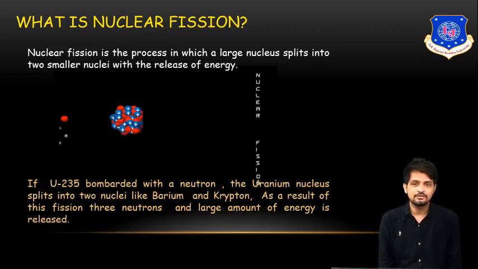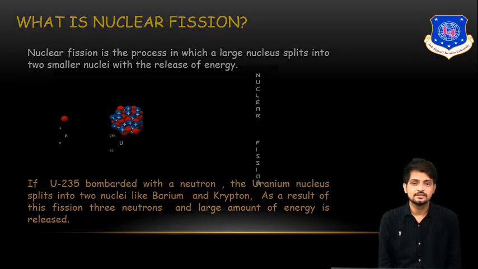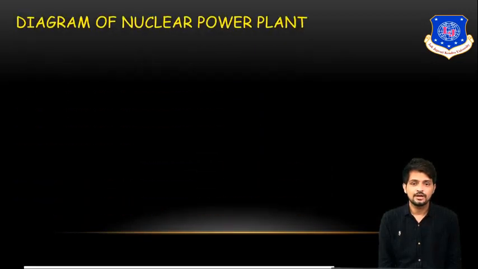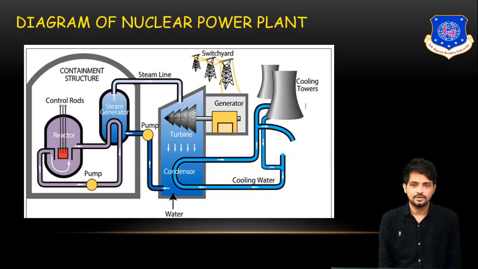In the next slide, we will be seeing the nuclear power plant diagram. Okay, so here is the nuclear power plant diagram. Which are the main components used here? The main components are the nuclear reactor, then steam generator, turbine, generator, which we can also call the alternator, then cooling towers.